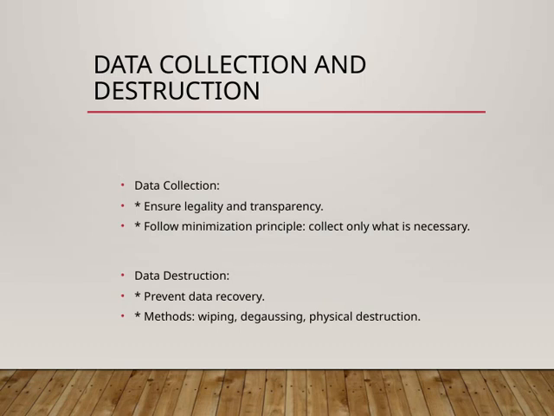When it comes to collecting data, the first priority is to ensure that everything is legal and transparent. We want to be clear about what data we're gathering and make sure we're doing it in accordance with applicable laws. Next, we follow the minimization principle, which means we only collect what's absolutely necessary for our purpose. This helps reduce risks and respects individuals' privacy.